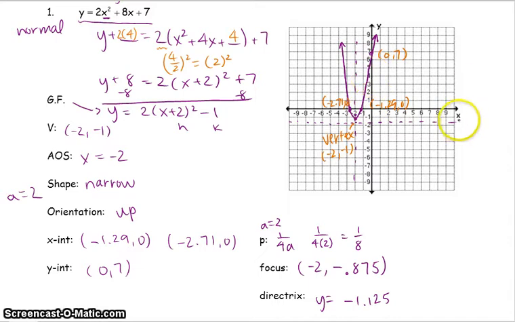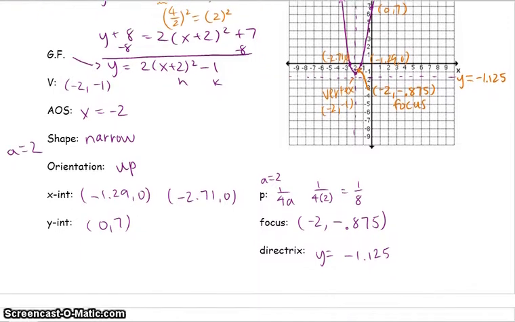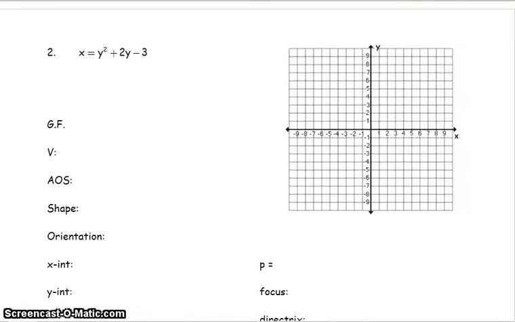And then this line here, our directrix, is y equals -1.125. And then our focus is our point (-2, -0.875). So that is that little point right there. That's our focus. Okay, so that's everything that we're going to be graphing for our parabola. So let's go on to this next example.